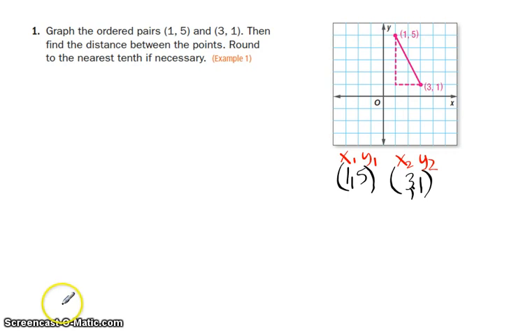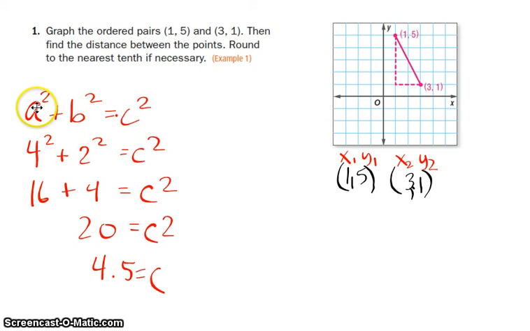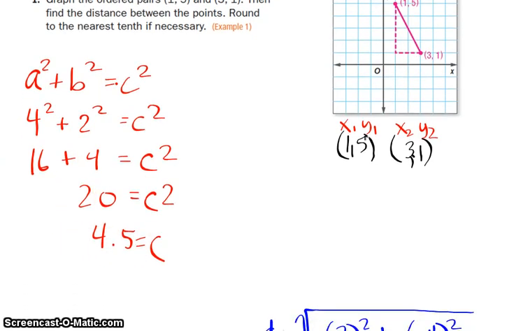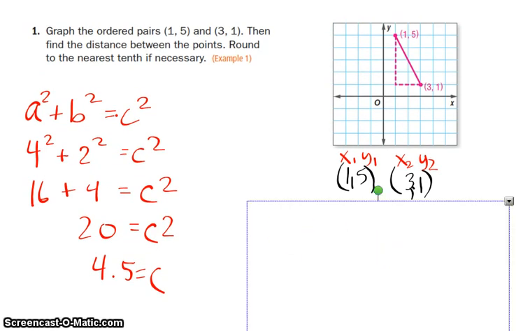Okay, let's check using the Pythagorean theorem. Okay. If you plotted these 2 points, here are your legs, 4 and 2. Square them, add them, take the square root, you should end up with 4.5. So we know when we do the distance formula, we're looking for 4.5. Okay? So let's take a look and see what we have.